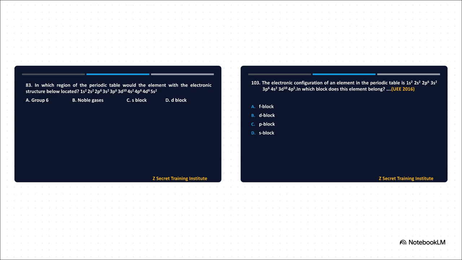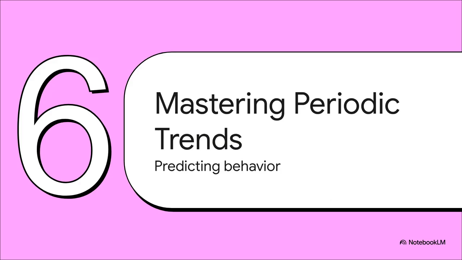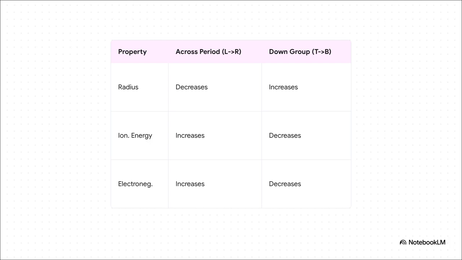And finally, Section 6. Mastering periodic trends, predicting elemental behavior. Once you really understand the table's shape, you can instantly predict how any element will behave in the real world without ever even seeing it in a lab. Let's slow down here and look at the 3 biggest directional rules. First up, atomic radius, which is basically just the size of the atom. It actually gets smaller as you move left to right across a period, but it gets larger as you move top to bottom down a group.